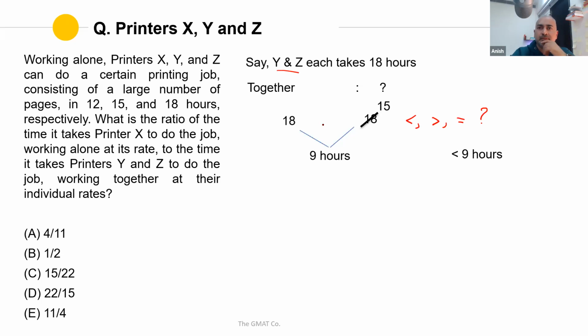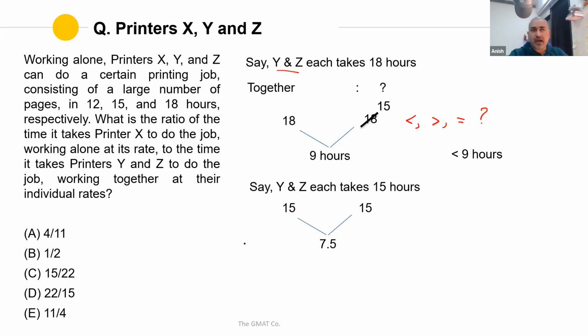In fact, let me not stop there. Let me take it further. What if each of them took 15 hours, let's say? Then how long would they take to finish off the work, working together? 7.5 hours, right? Yep. Given that in our situation, one machine actually takes 18 hours and not 15, what can we say? Would their total time be more, less, or equal to 7.5 hours? It would be more than 7.5 hours. Indeed.